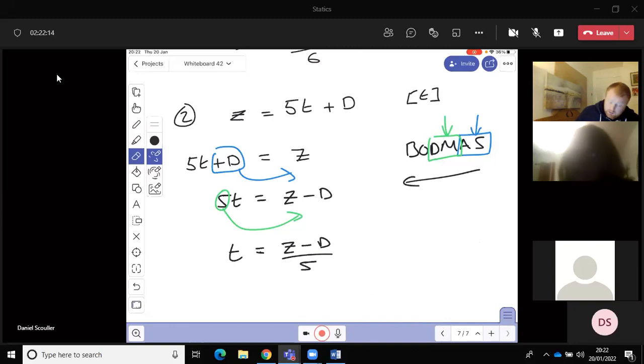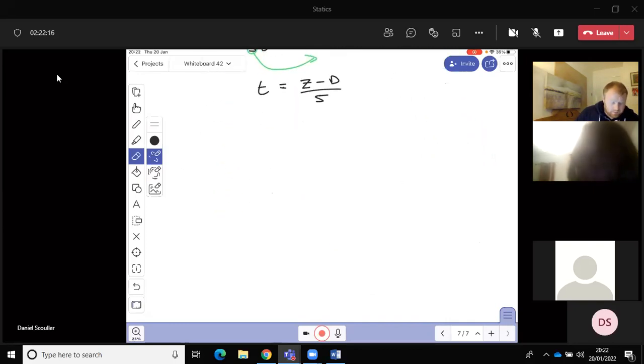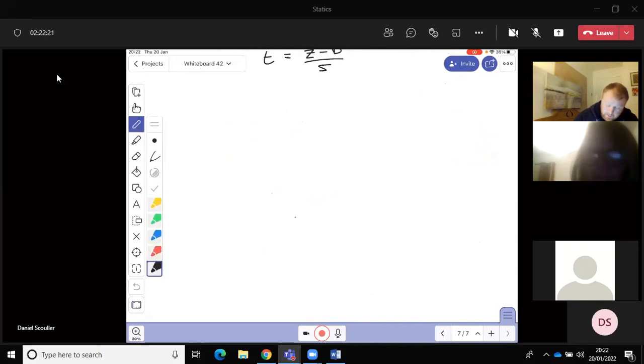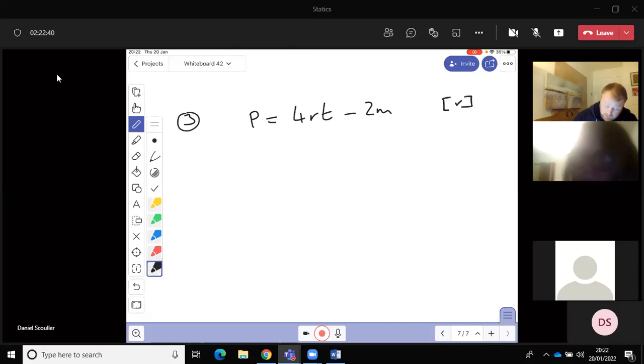Okay, let's throw another one out there. If we look at P equals 4RT minus 2M, the variable that we want to isolate and keep on its own, that's an R, by the way, not a V. Is that R? Okay, so we want to tidy this up.